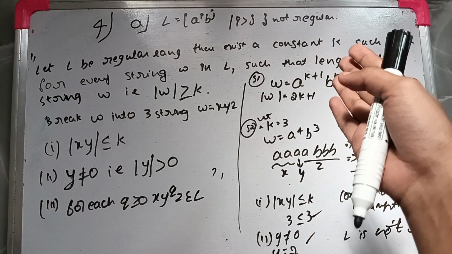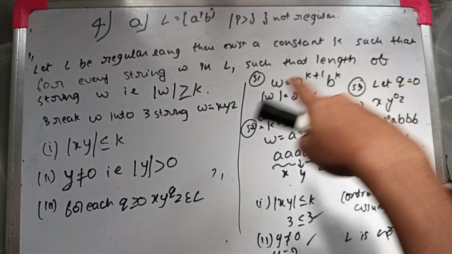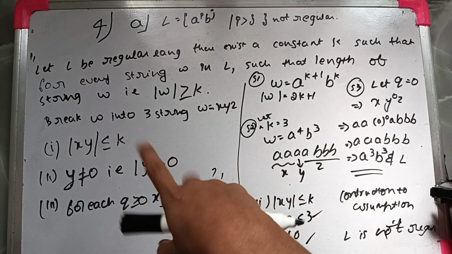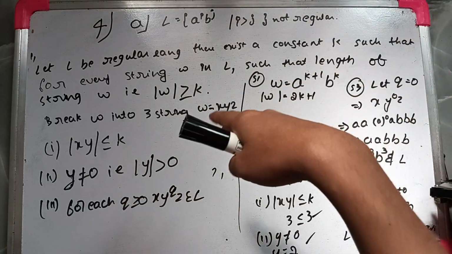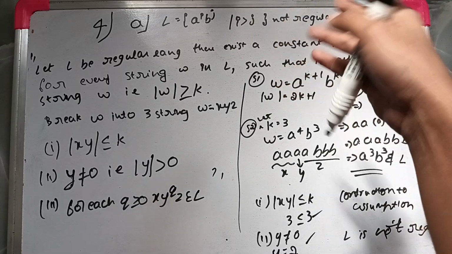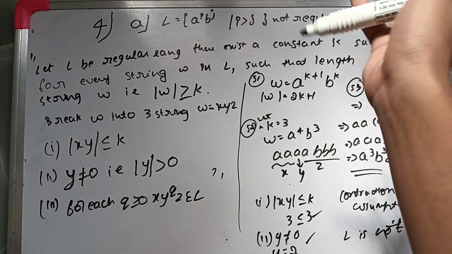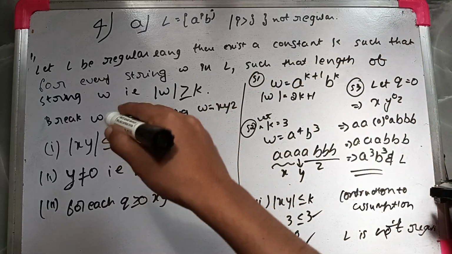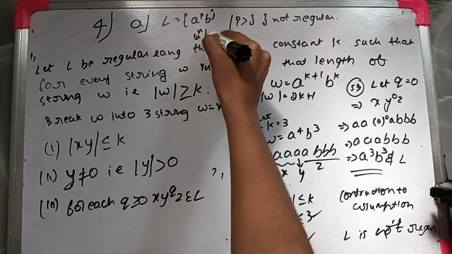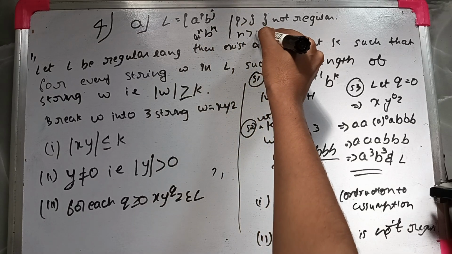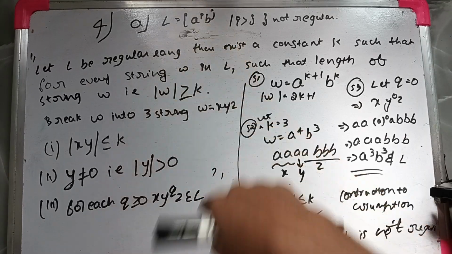there exists a constant k such that for every string w in the language with the length of the string greater than k, we can break w into 3 strings. In the not regular case we break into 3 strings. If they ask about not context free, then we break it into 5 parts. Okay, and write the condition. For this we solved the same, that is a power n, b power m, where n greater than m, correct? But here they asked a power i only, the name is just changed.